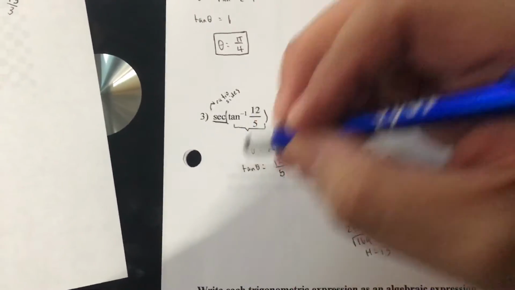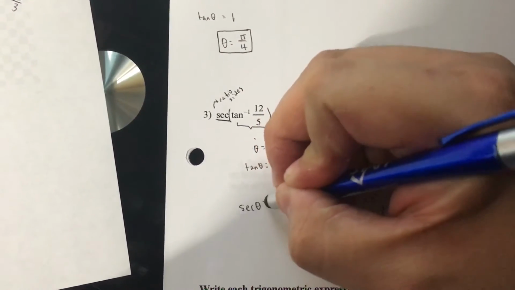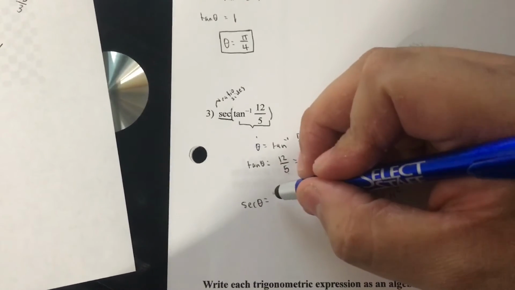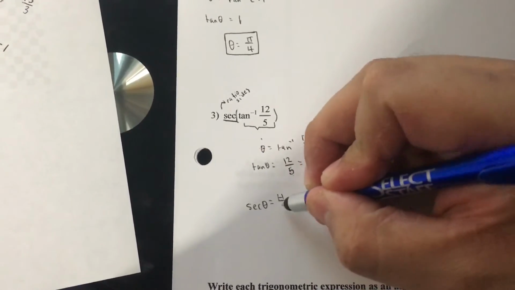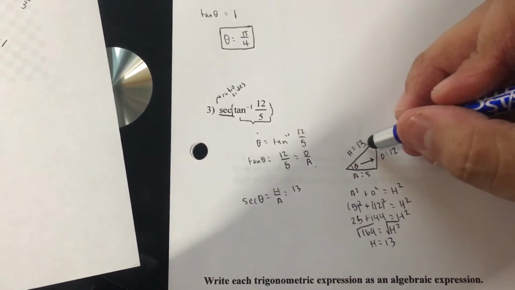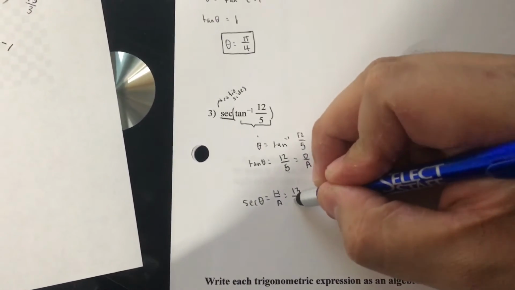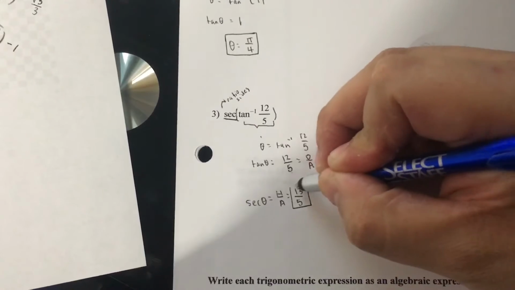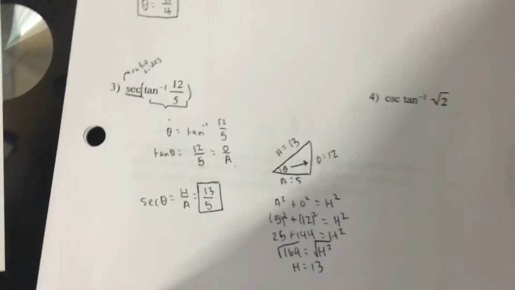Going over it anyway. So secant, remember, this is what I want in the end. Secant is equal to h over a, so from my triangle, 13 over 5. Okay, so that's my final answer there. Okay, so moving on here.